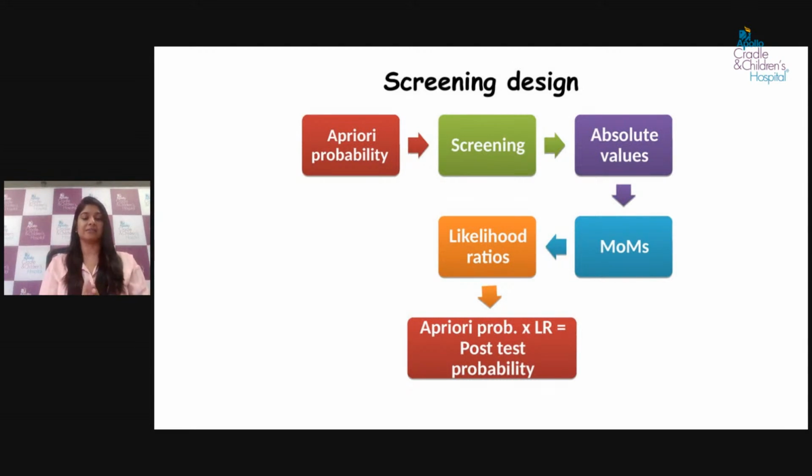So this is the screening design of how risk is sequentially calculated. A priori risk, like I said, is that every woman has a certain risk depending on their age and the gestational age. Then they're subjected to the screening, that is the biochemical markers. There we get the absolute values of the beta HCG and the placental biochemical values, depending on the mom, and the likelihood ratios depending on the presence or absence of the nasal bone, increased NT, ductus venosus, or tricuspid valve regurgitation. All these put together, we will be able to calculate the post-test probability.